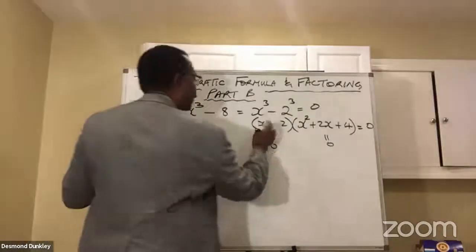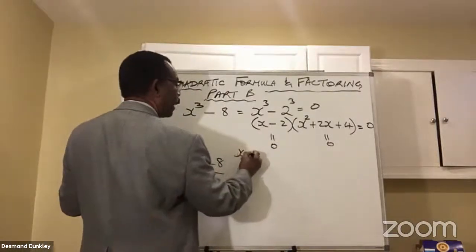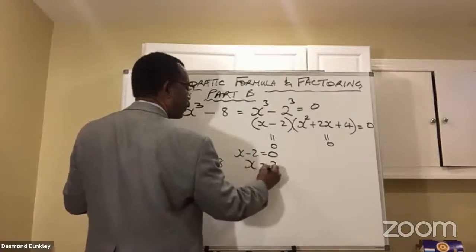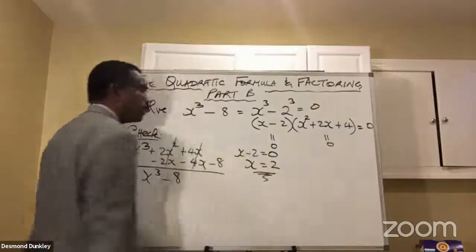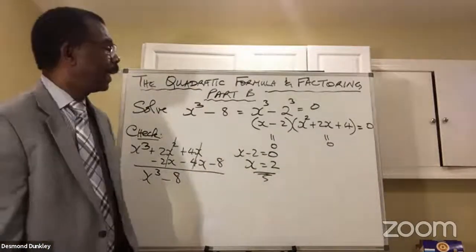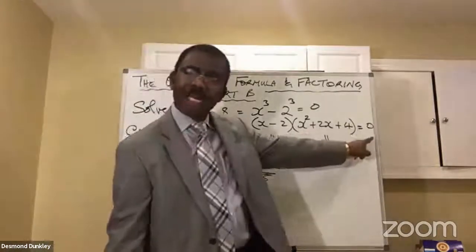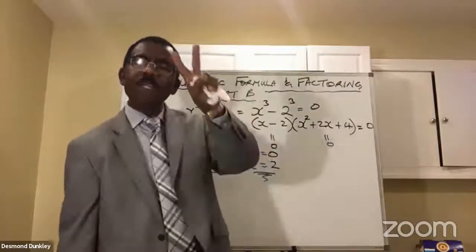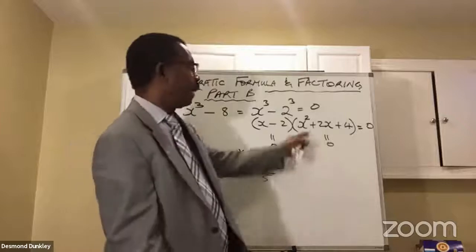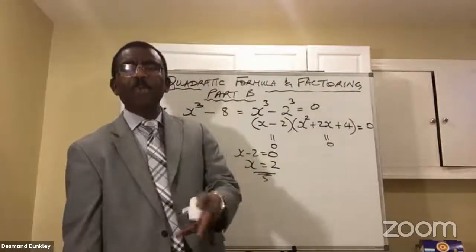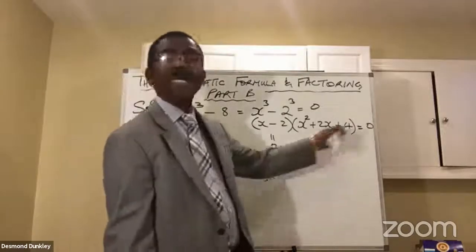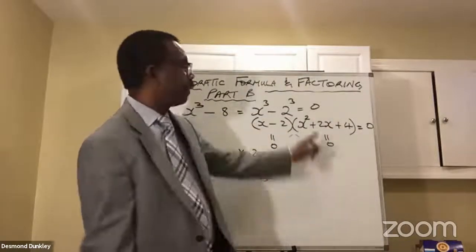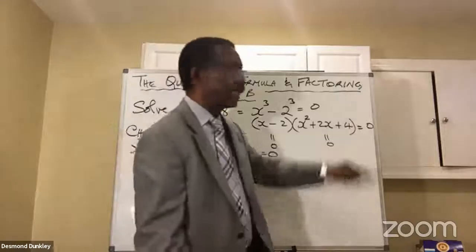So the first part, we have x minus 2 equal to 0. Therefore, x is equal to 2. That's the first solution. And then this is a quadratic equation, so this is going to give you the other two solutions. For this, you will have to use the quadratic formula because this will never be able to factorize. So you'll have to use the quadratic formula to get the answer right there.